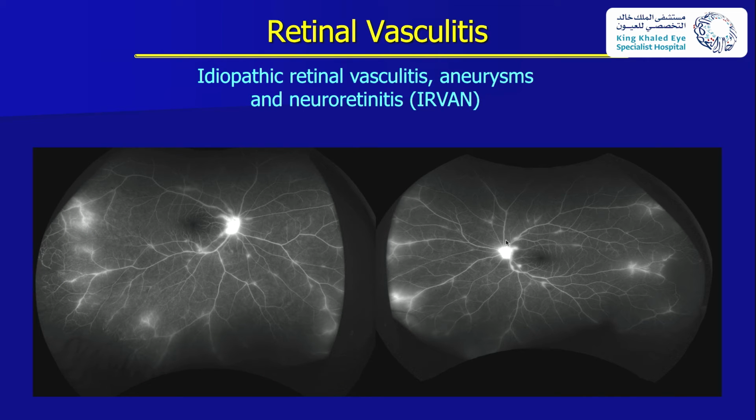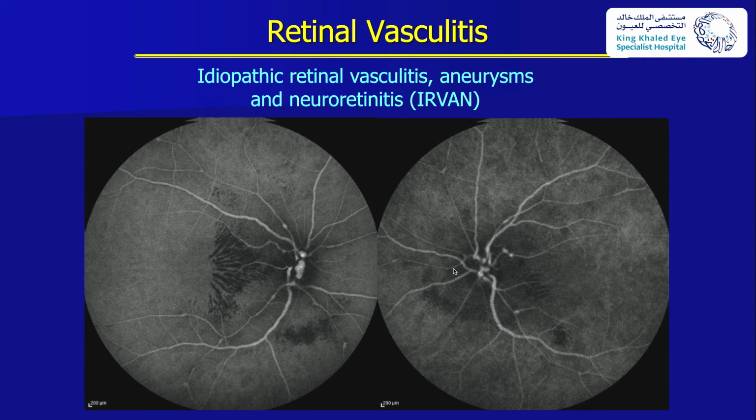And this is wide field photography showing you peripheral ischemia, leakage from the disc, and the aneurysmal dilations. The ICG highlighted the aneurysmal dilation better.